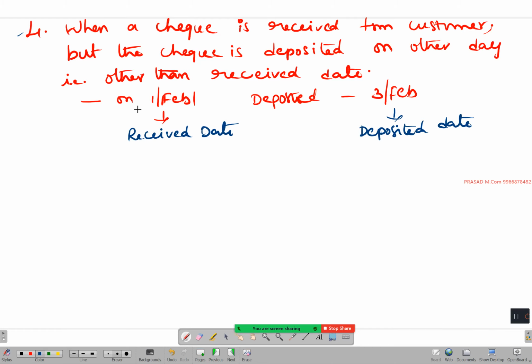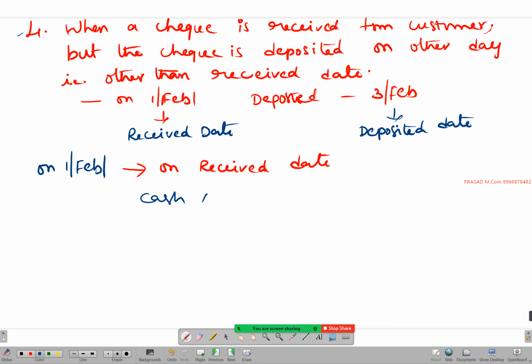Okay, here first, on 1st February, whenever the check is received, so it means on the check received date, we have to write the journal entry. On the received date, we have to write the journal entry, that is cash account debit to customer account.